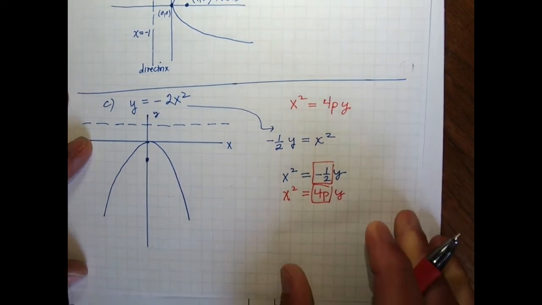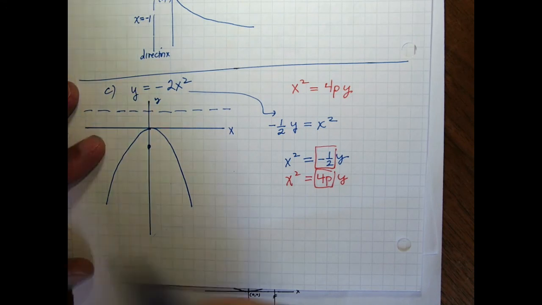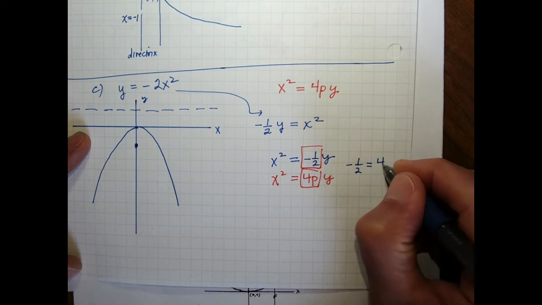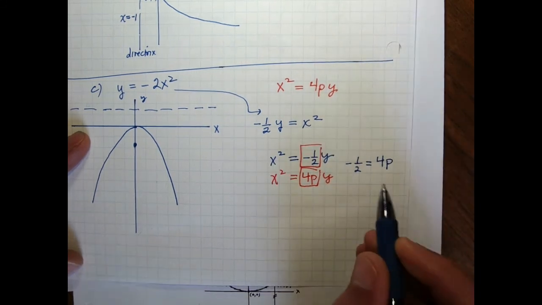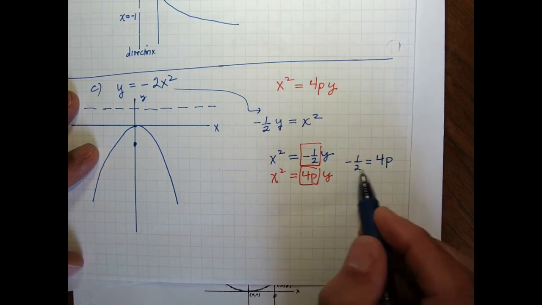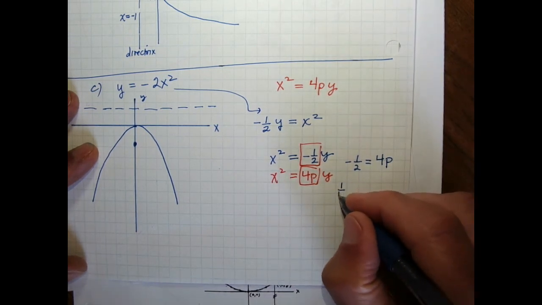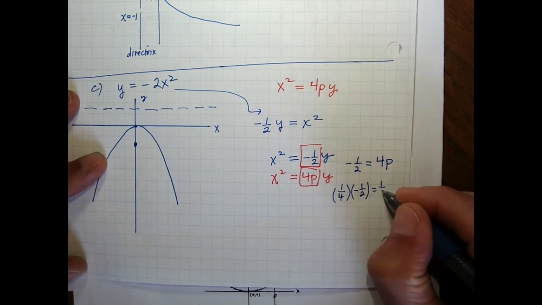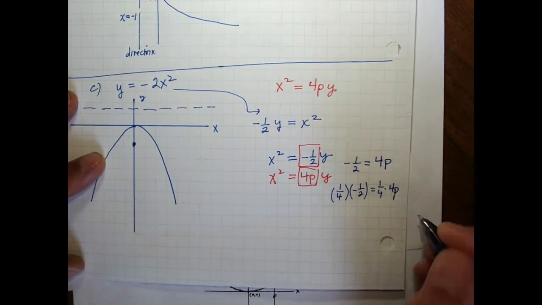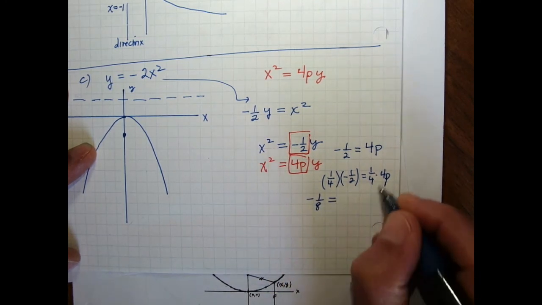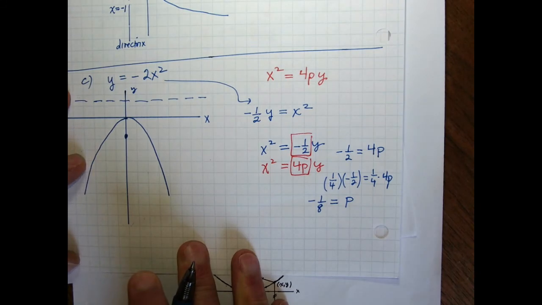Here's another case where there's a fraction coefficient on y. So I have -1/2 equals 4p. It's perfectly okay if you multiply both sides by 2 and then divide, but I'm going to just multiply both sides by 1/4, so I can do this in one step. 1/4 times -1/2 is 1/4 times 4p. And I get -1/8 is equal to p.